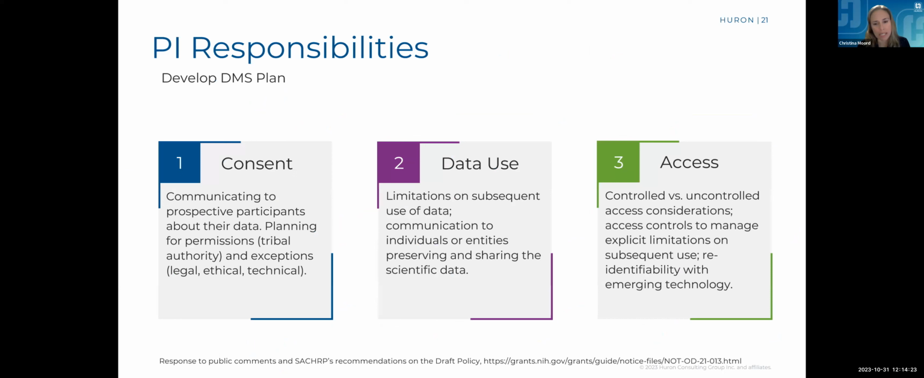Three concepts were emphasized in the final rule by NIH. The DMS plan should focus on consent considerations, data use, and access. Consent, as we stress to investigators, is a process, not a document. The PI should holistically consider how they communicate with research participants about current and future use of their data, including others who may represent broader community concerns. The plan should outline limitations on future use and include how that information will accompany data being shared. And finally, the PI should consider the level of access appropriate to their data set.